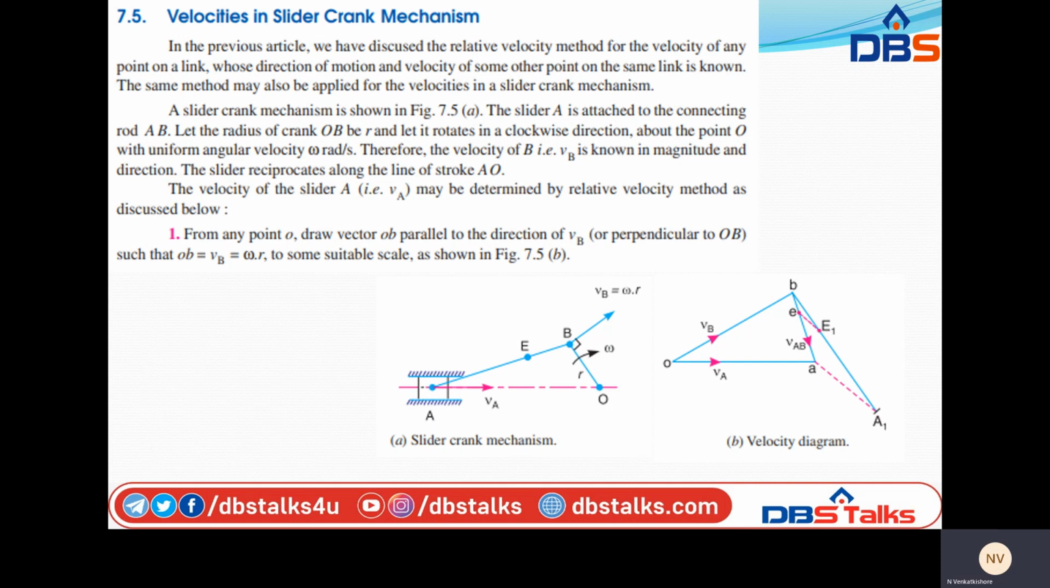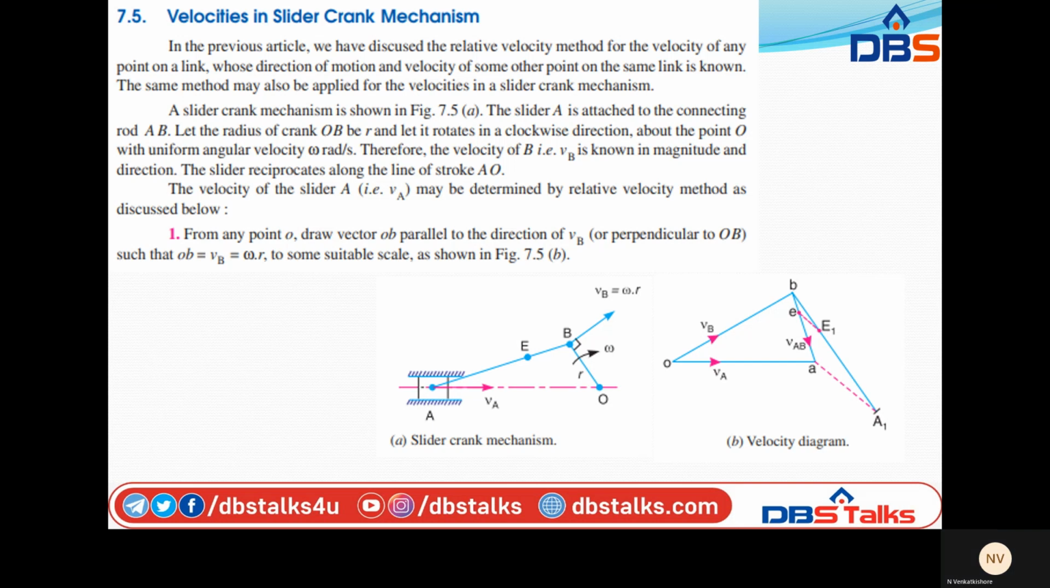The slider reciprocates along the line of stroke AO with the velocity VA. The velocity of the slider A, that is the vector VA, may be determined by the relative velocity method which was discussed earlier. So we need to draw the velocity diagram.